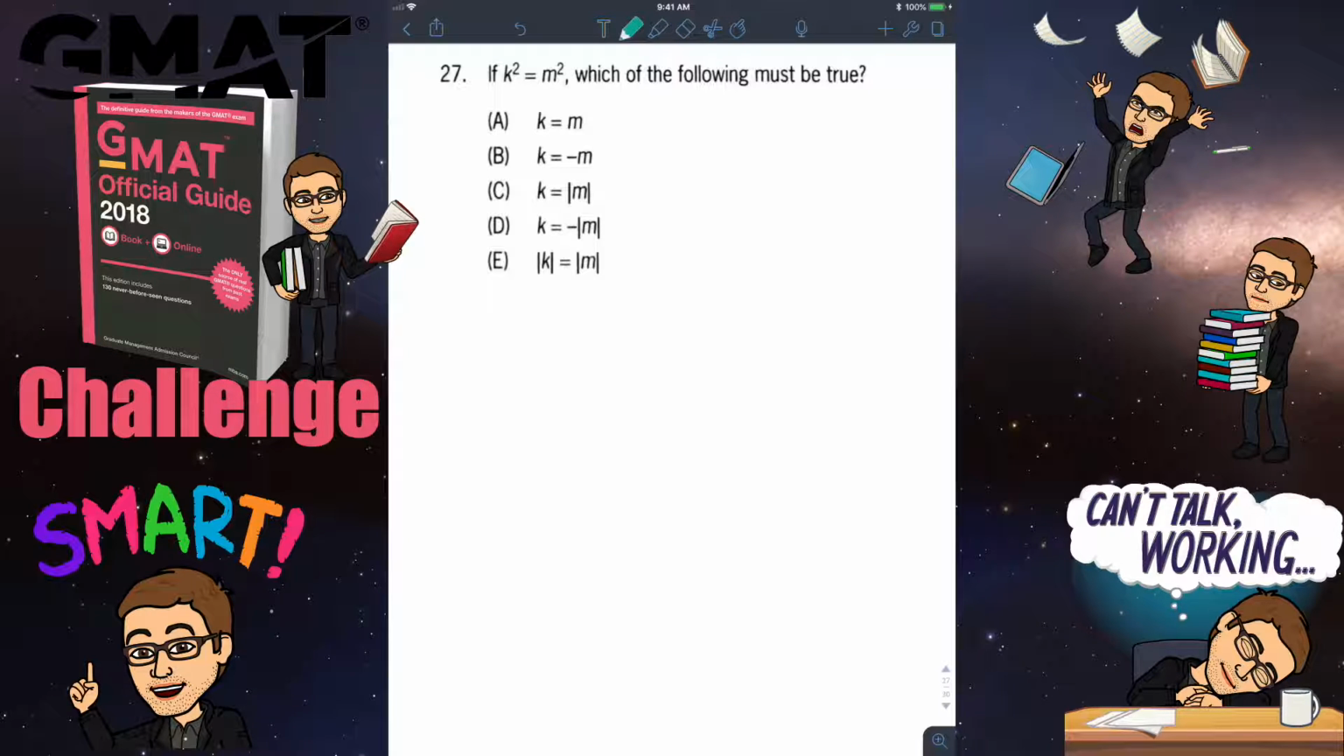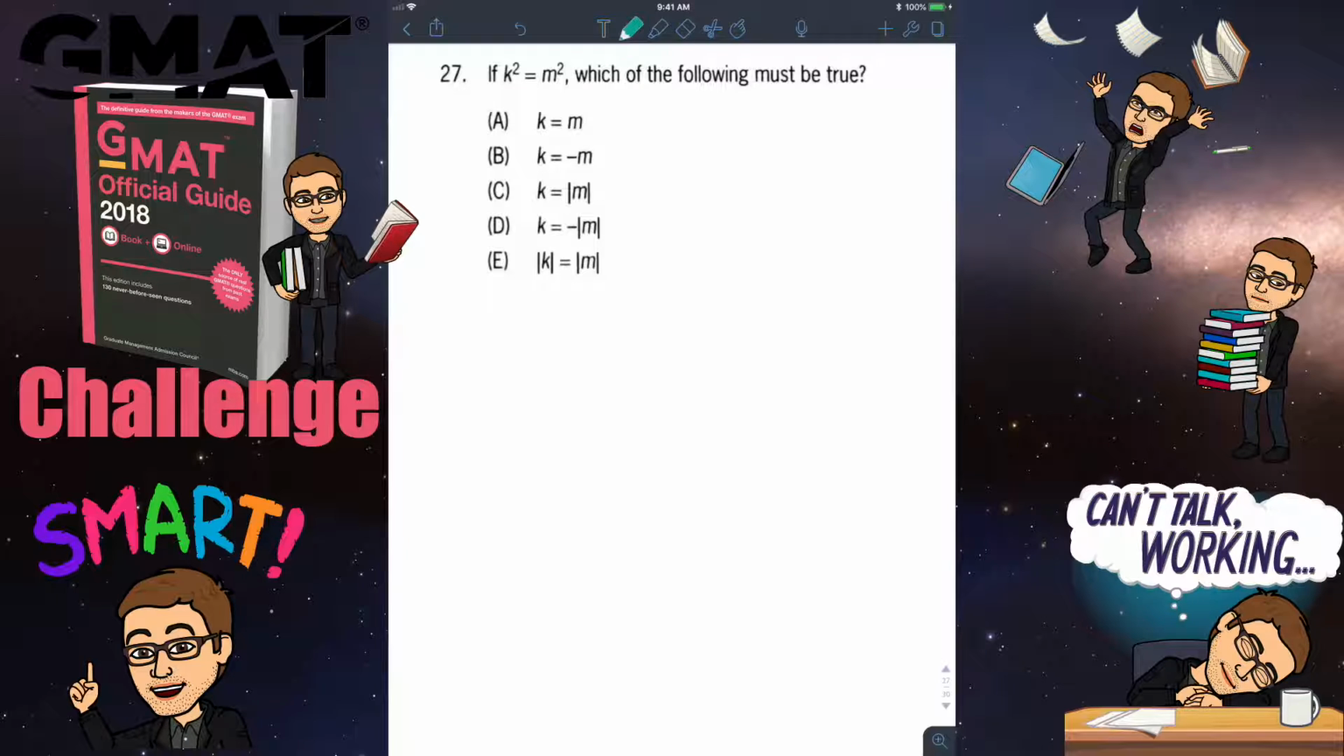GMAT challenge number 27. If k squared equals m squared, which of the following must be true? Feel free to pause this video at this point and attempt the problem on your own. Now let's review my solution to this problem.